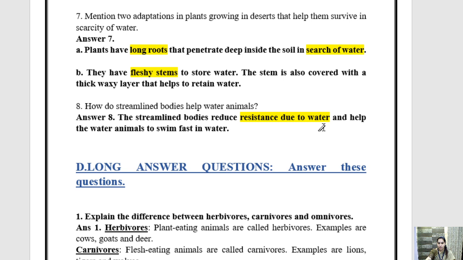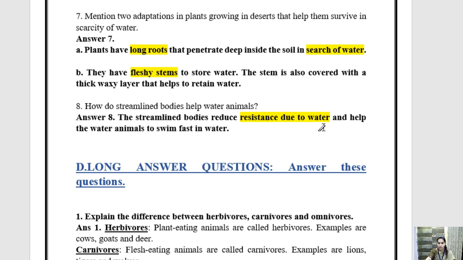Explain the difference between herbivores, carnivores and omnivores. Very simple. So what are herbivores? Plant eating animals are called herbivores. Carnivores, flesh eating animals are called carnivores. Omnivores, the animals who eat both plants and animals are called omnivores. Isn't it?